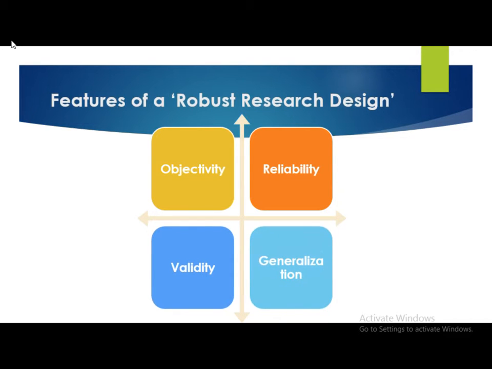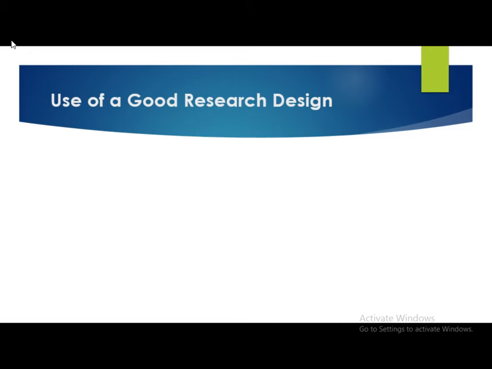Last feature is generalization. The information collected from the given sample must be utilized for providing a general application to a large group from which the sample is drawn. So these are various features of robust research design. Now we will move towards the next part, that is use of a good research design.